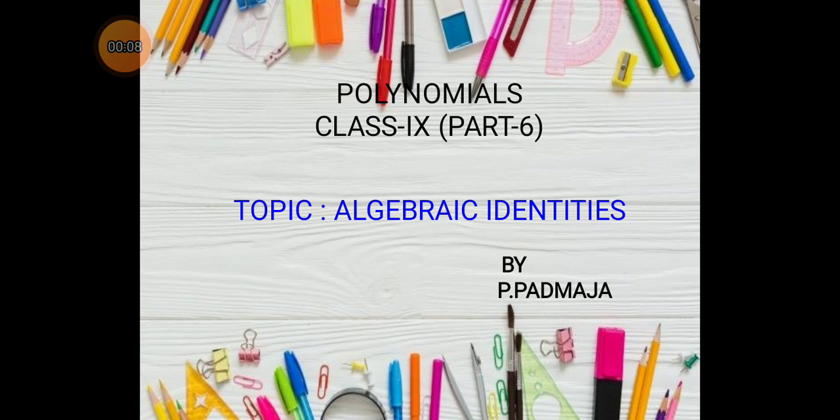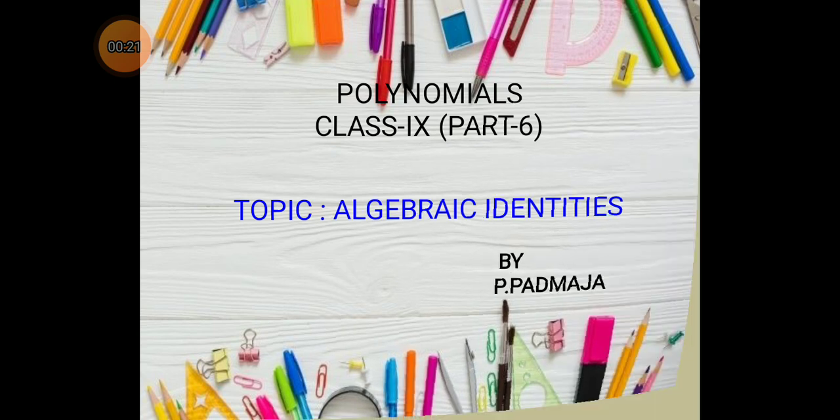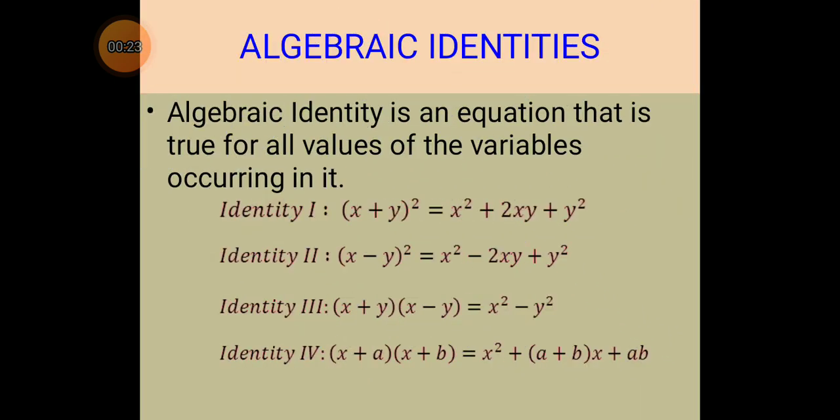We are continuing polynomials, and this is the sixth part. In this session, we are going to learn about algebraic identities and their applications. Since your 7th class, you have learned some identities, that is a plus b whole square, a minus b whole square, a plus b and a minus b.